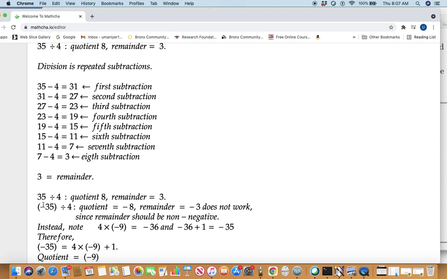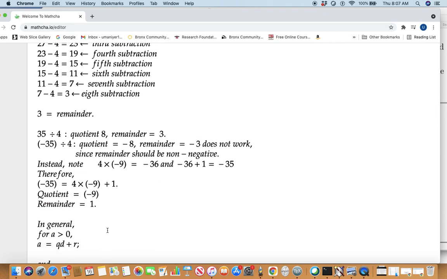So when you are dividing a negative number, remember you don't stay the way you do when you divide a positive dividend. So quotient was 8. When you divide a negative number, quotient is farther to the left. So instead of negative 8, you would go negative 9, a little more to the left, thereby getting a non-negative remainder. Okay.